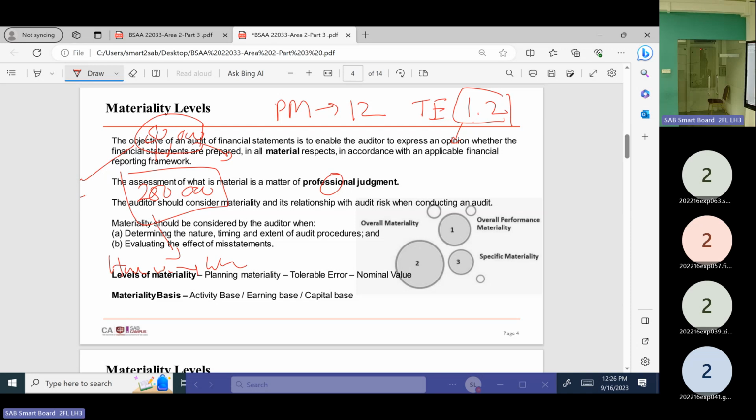So that's obvious, right? You are trying to show your assets. Overstatement of assets.